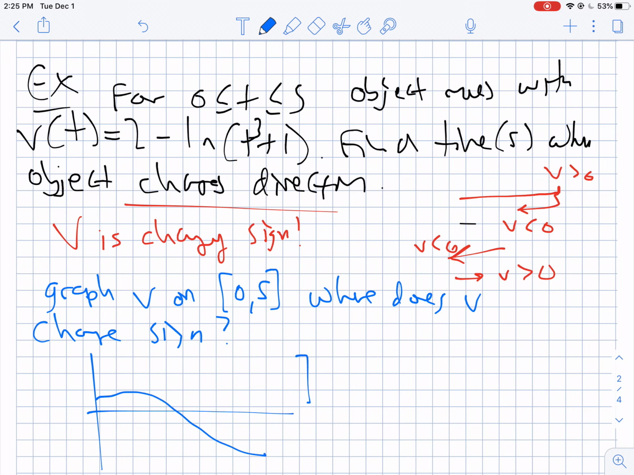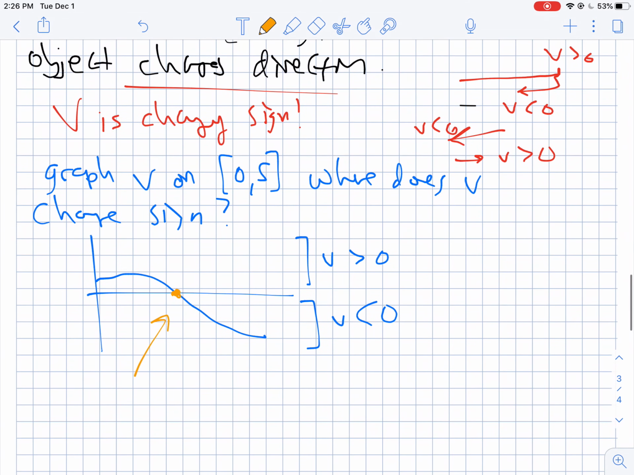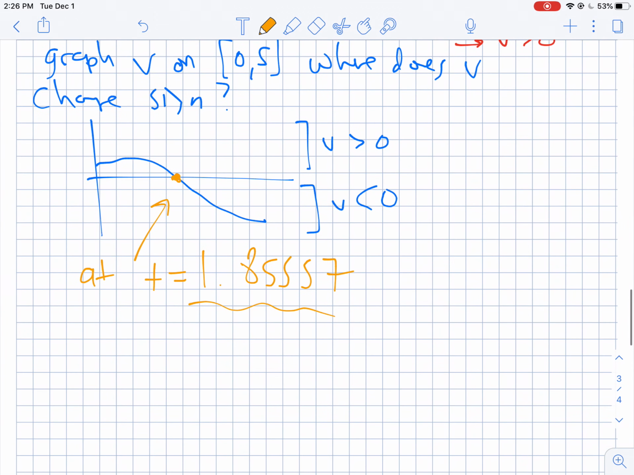When you're above the axis, of course, that means you have a positive velocity. When you're below the axis, that means you have a negative velocity. So that moment where you have a sign change, that's where you're changing direction. That's the point right there, and that happens at t equals 1.85557. So that's where your velocity changes sign. Not really much work to show on a problem like this on an AP test. It would just be a calculator problem. One other type of thing, you might also see a problem that asks, when is something at rest? Well, if something is at rest, that means it is not moving.